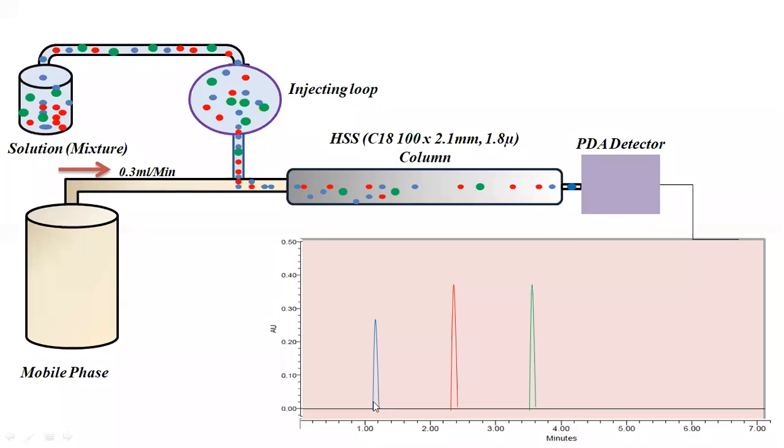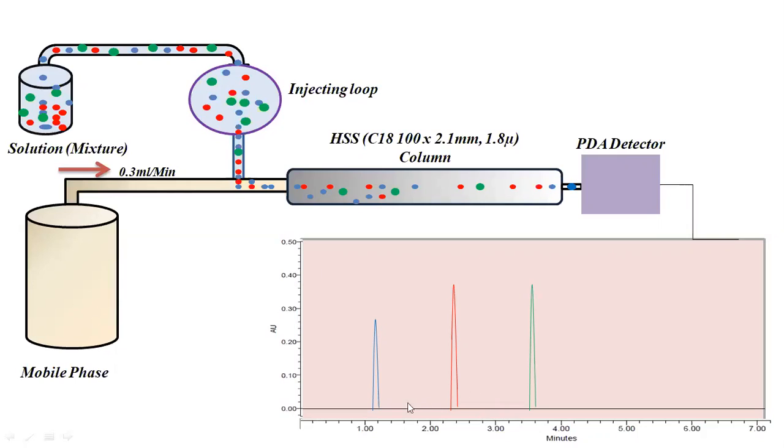So that's why first which compound is eluted: blue color, then red color, then green color. In this way, three compounds are there. In the chromatogram, we are getting three peaks, and at a certain time, we are getting the peaks. So on the x-axis, we are taking the time, nothing but retention time, and on the y-axis, we are taking the peak area, the area under the curve.